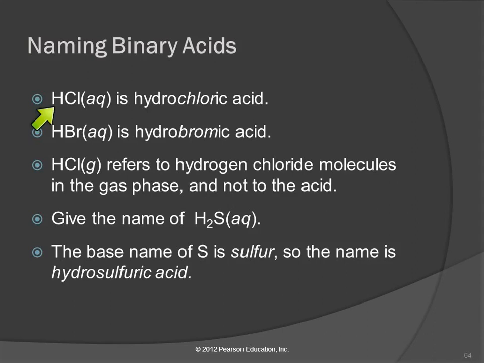So if we're naming HCl, we see the letter H being first, and we're going to name this as an acid. Technically, we only name it as an acid if it's dissolved in water, but we're not going to worry about that. So HCl, we find the non-hydrogen part is chlorine. So chlorine becomes chloric acid, and we put the prefix hydro on the front, hydrochloric acid. HBr, hydrobromic acid.